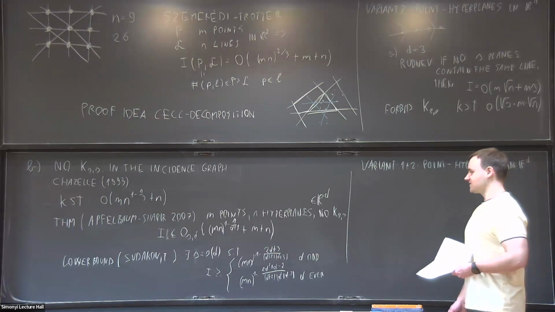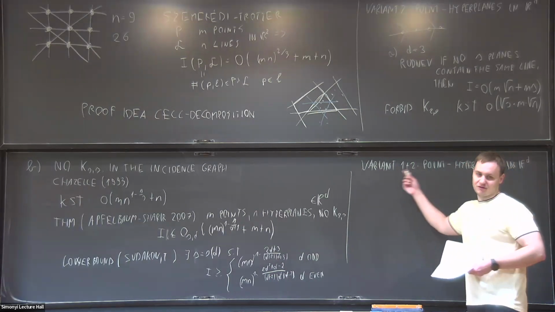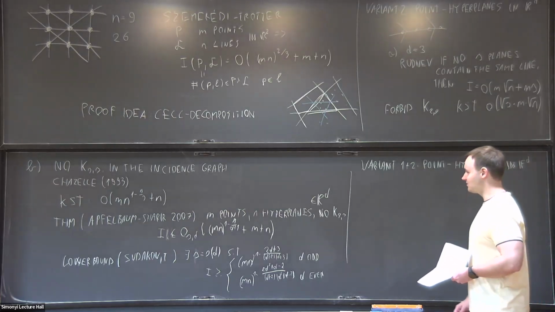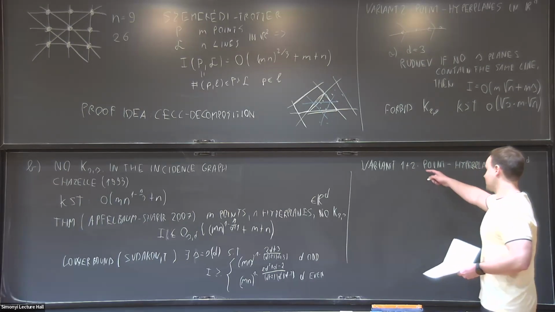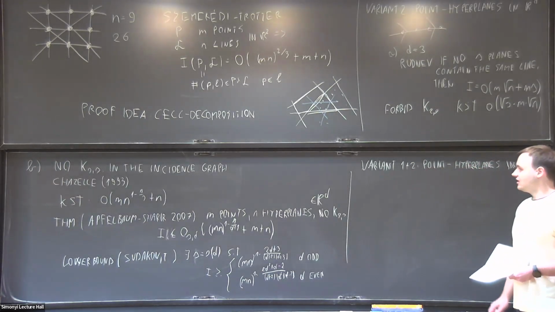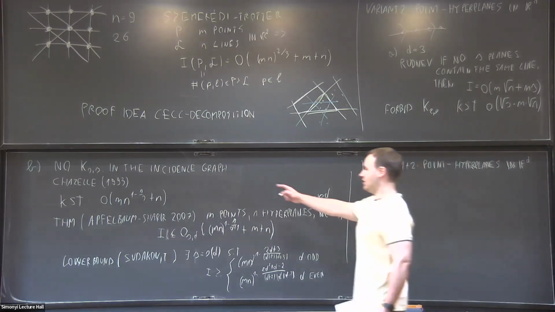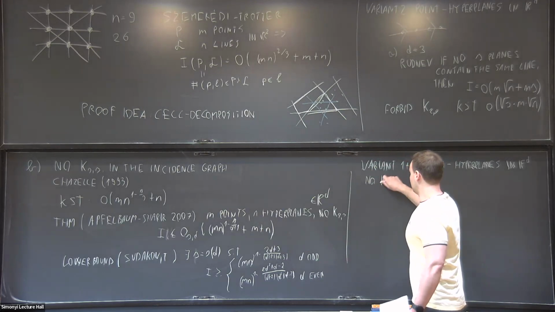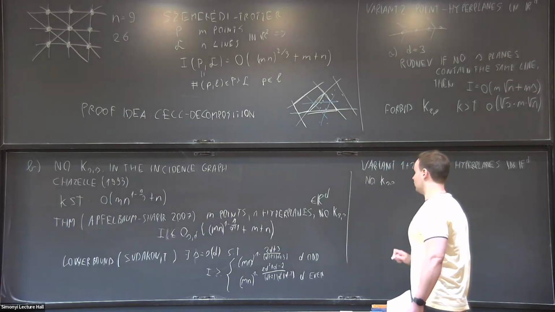But I also have some reasons to believe, which you might see in the next couple of minutes, that it might not be the case. But anyway, so now I'm looking at what happens over arbitrary fields. And in particular, I will consider this condition, no K_{s,s}.